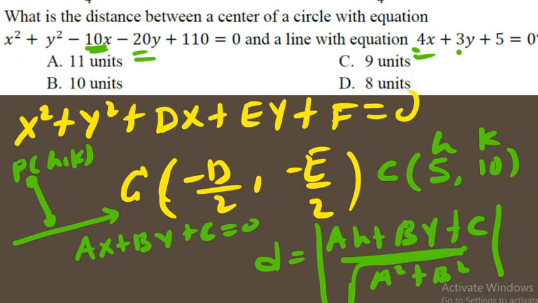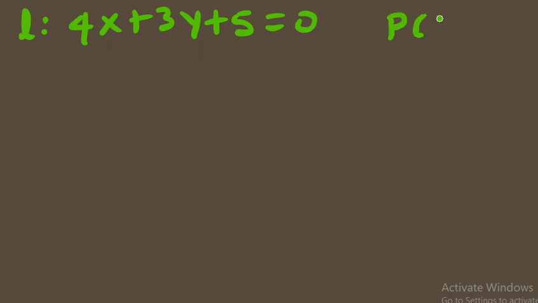The a is 4, the b is 3, and the c is 5 from the equation of the line, because the equation of the line is already written in the standard form. So 4, 3, 5, and the point 5 comma 10. So we can go to the next page and complete it. The equation of the line is 4x plus 3y plus 5 equals 0, and the point is 5 comma 10. So now let us substitute.